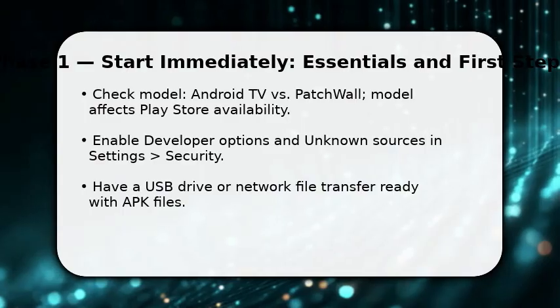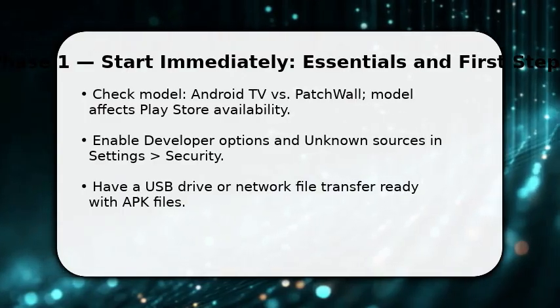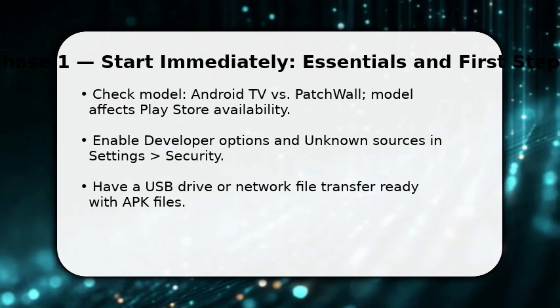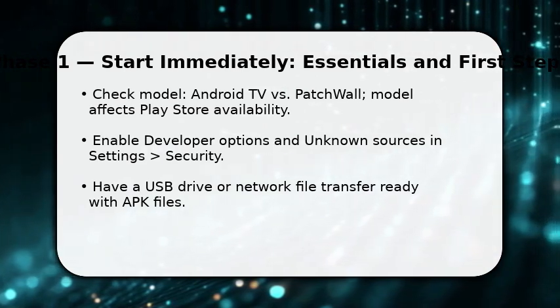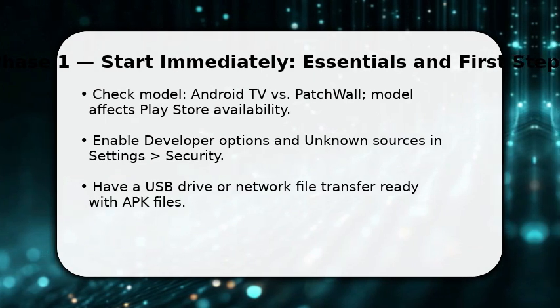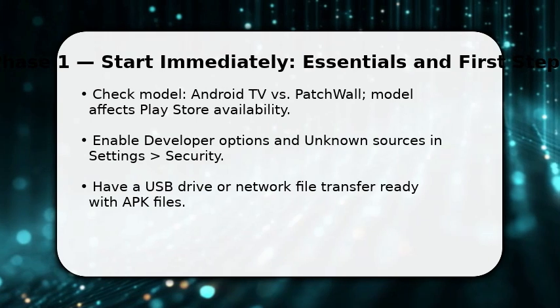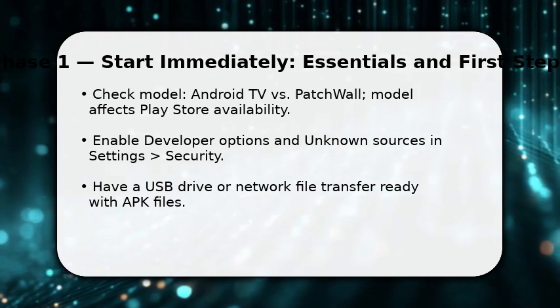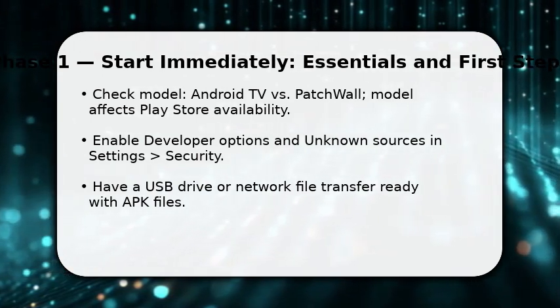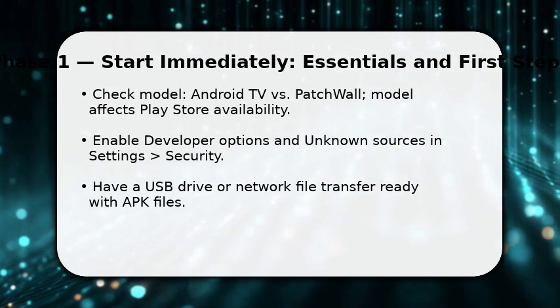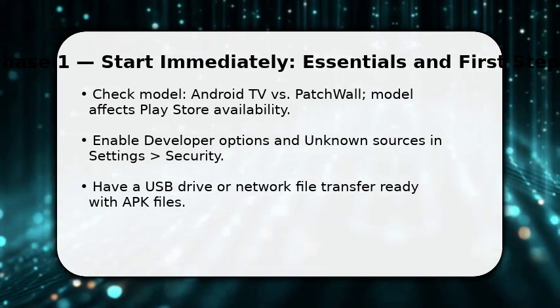You start by confirming your Xiaomi TV model, Android TV versus patch wall. This matters because the stock Play Store may be absent on some builds. Next, enable developer options and allow unknown sources so you can sideload apps. This lets you install installers like the Google Installer APK.